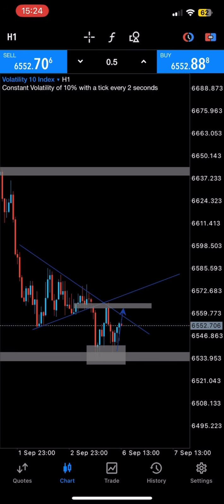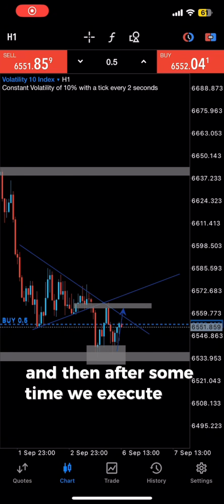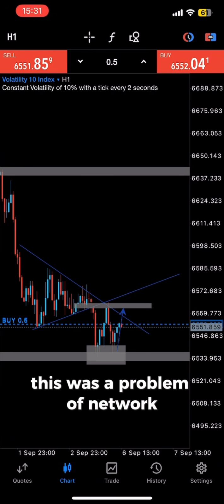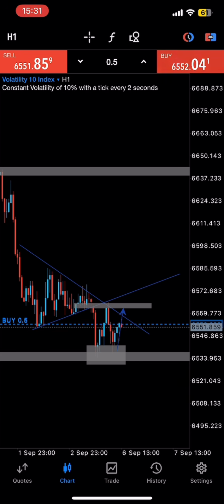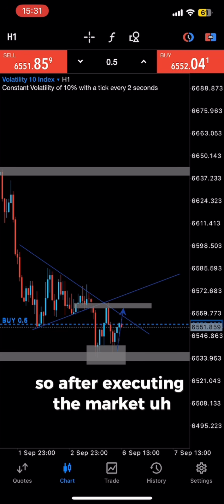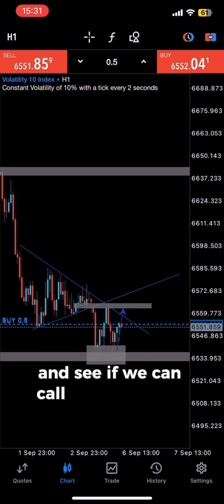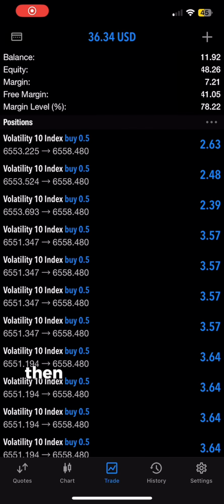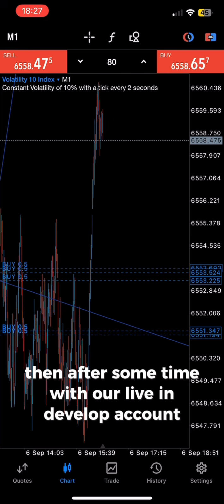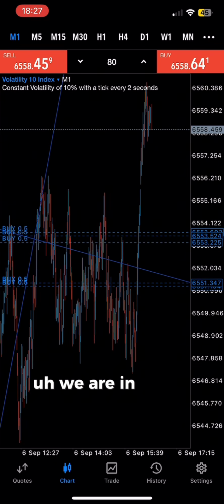And then let's see if we can maximize this. And then after some time we execute the market. This was a problem of network, but then it is fixed now. After executing the market, we just have to wait for it and see if we can collect some profit here. Then after some time with our $11 account, we are in profit.